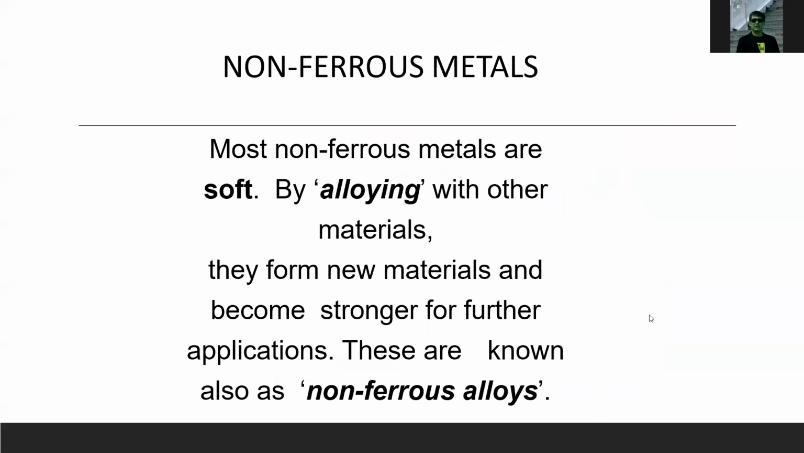So non-ferrous metals are soft. By alloying with other materials, they form a new material and become stronger. So from a soft material, they become stronger because they are alloyed with other materials. These are known as the non-ferrous alloys.